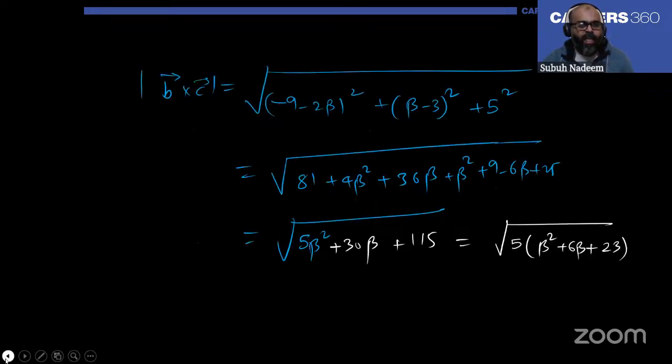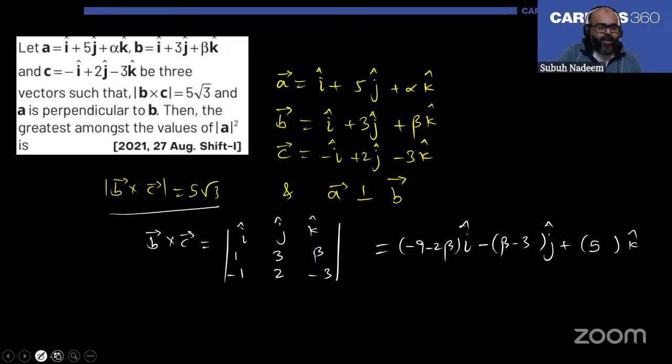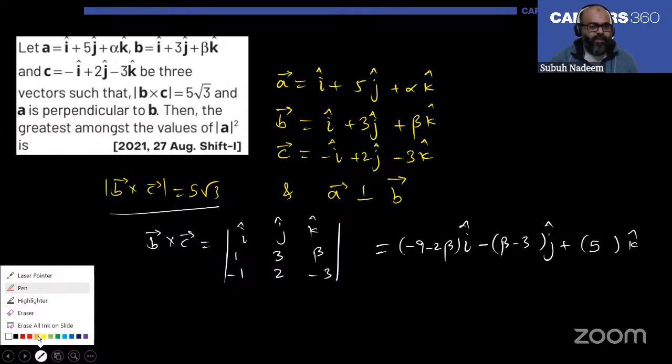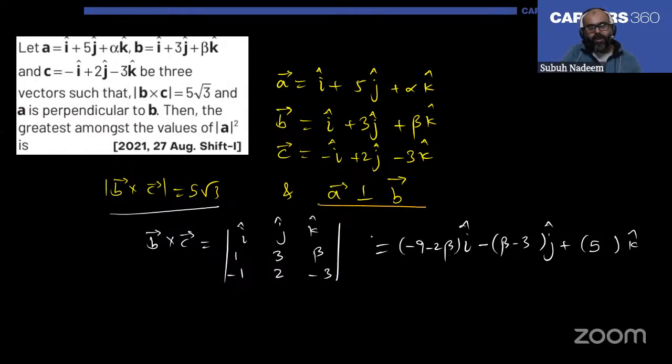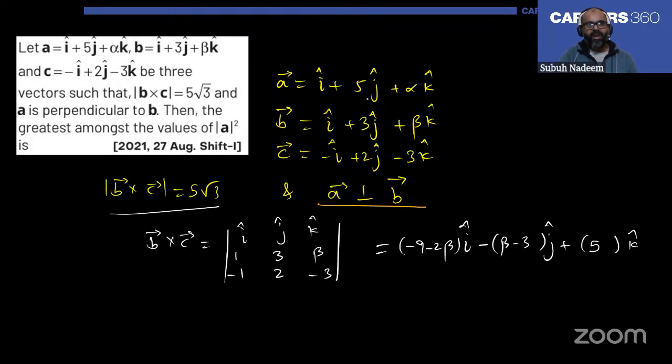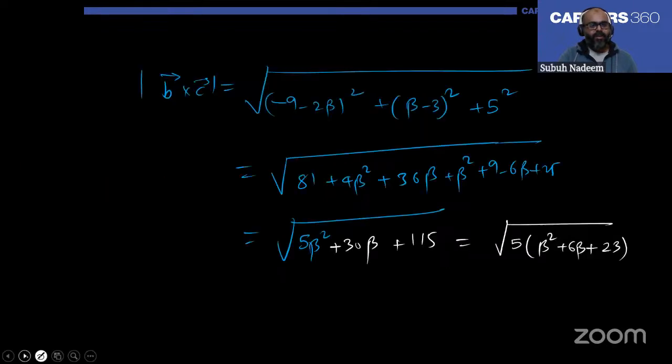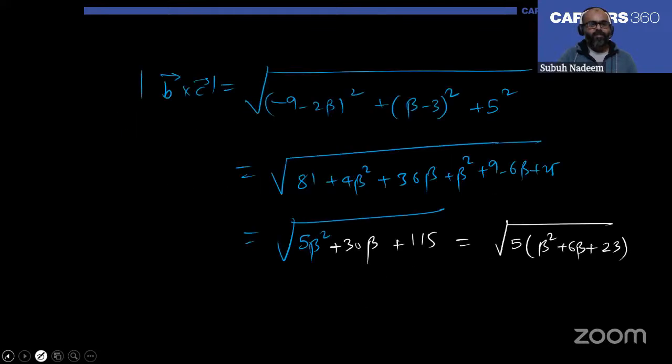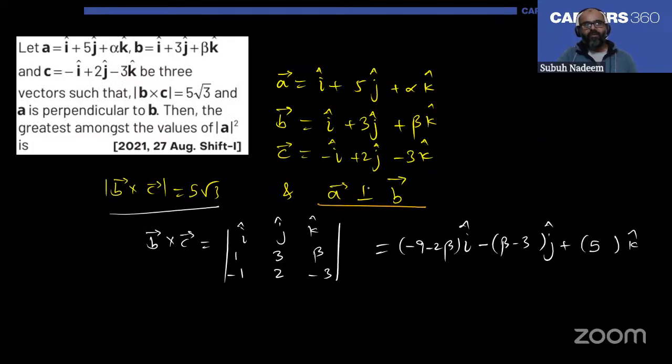Now, it is given that A is perpendicular to B. This is another thing which is given. A is perpendicular to B. So that means if we take the dot product of A and B, that will be 0. So what will be the dot product? 1 into 1 will be 1. And then we have 5 into 3 is 15. J dot J will be 1. And here alpha into beta.